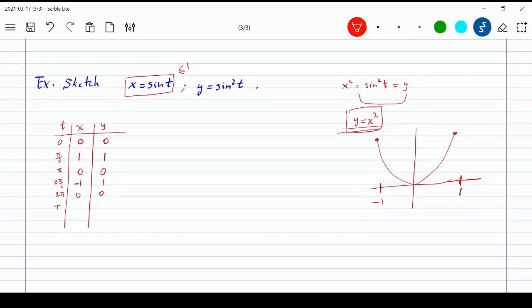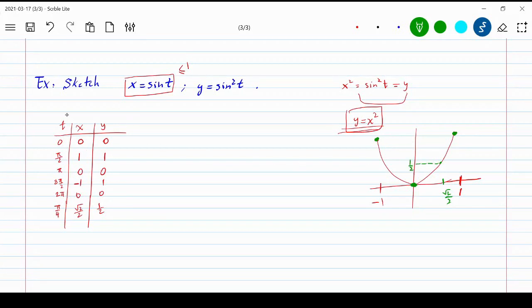If you pick something like pi over 4, you would have root 2 over 2, and the y value would be 1/2. So these points basically are 0, 1 here, and you would have root 2 over 2 and here would be 1/2.